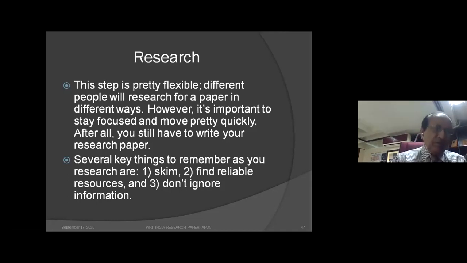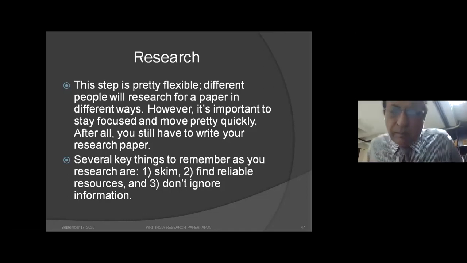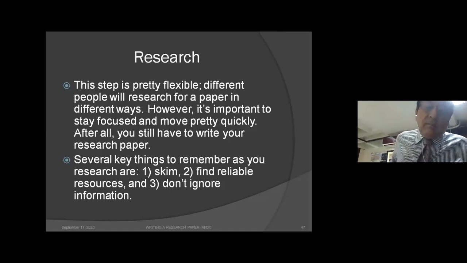Several key things to remember as you research. In research, you should develop the habit of skimming through. I mean, passing through or having a look at so much of stuff cursorily, quickly, jaldi. You must develop the habit of looking at the big write-ups and big articles and literature quickly, skimming through, so that you see whether this paper has my relevant things or not. Find reliable sources. Don't ignore information and keep taking notes.